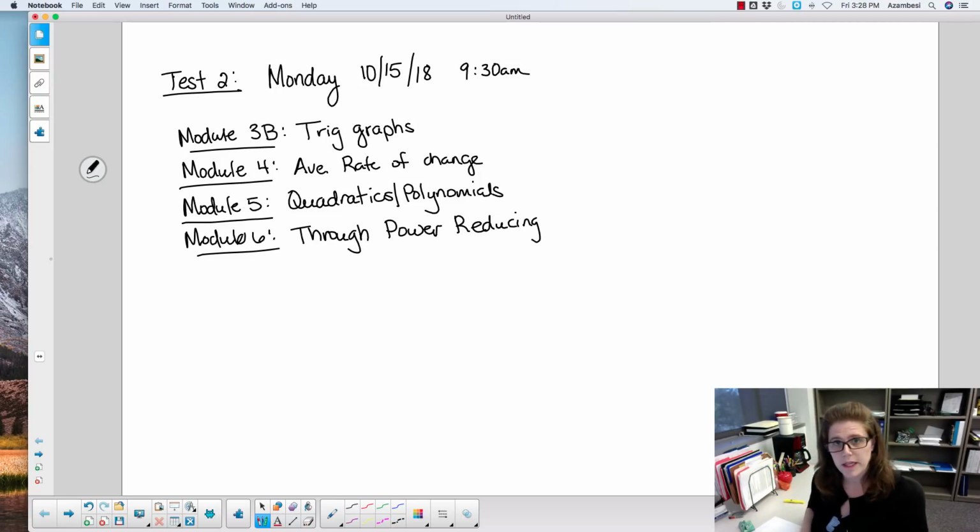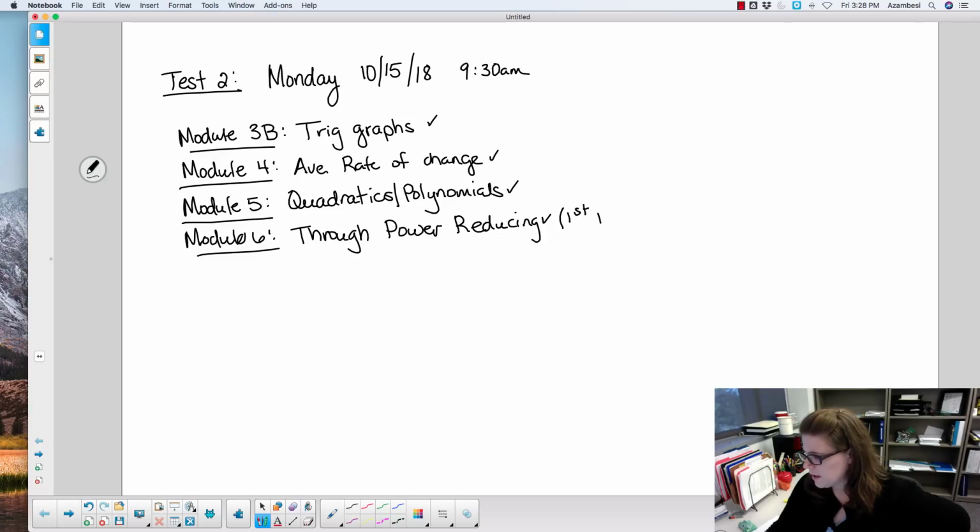As far as homework, before we get started with the test review, trig graphs and average rate of change were already due. So if you haven't completed those, you're on the late 70% at this point, but you can still work on them. Quadratics and polynomials, Module 5, is due Sunday night before the test, so make sure that you work on that. Module 6 on web work is not due until the 21st. Now the first 13 problems on that are what corresponds to this test. After that, they will correspond to the next test. So I extended the due date. If you want practice, you can go work on those problems, but they're not due until after the test.